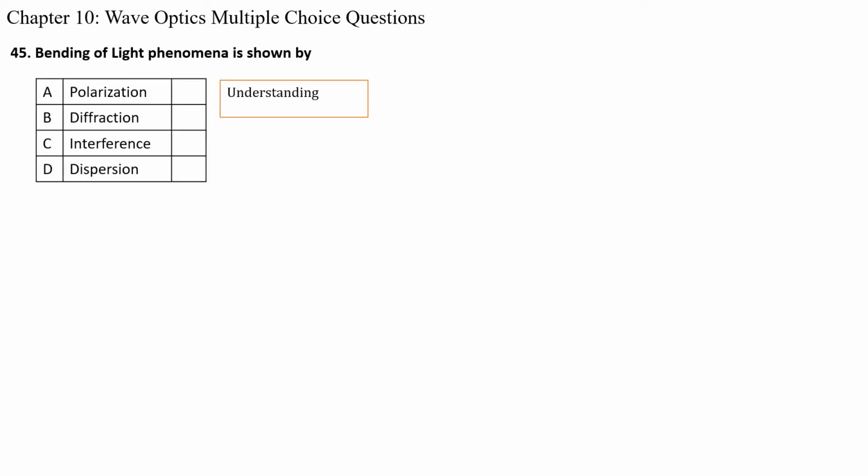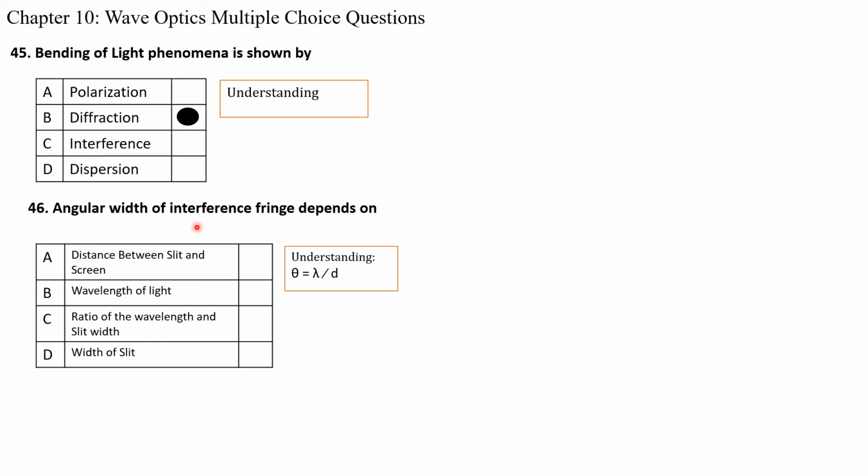Next question. Bending of light phenomena is shown by. Bending of light is due to what? So we have to remember that and understand. The bending of light is due to diffraction. So option B is the correct answer.